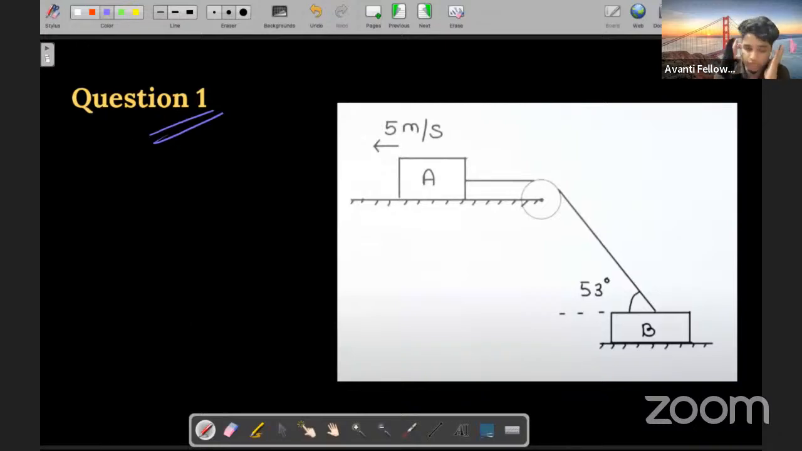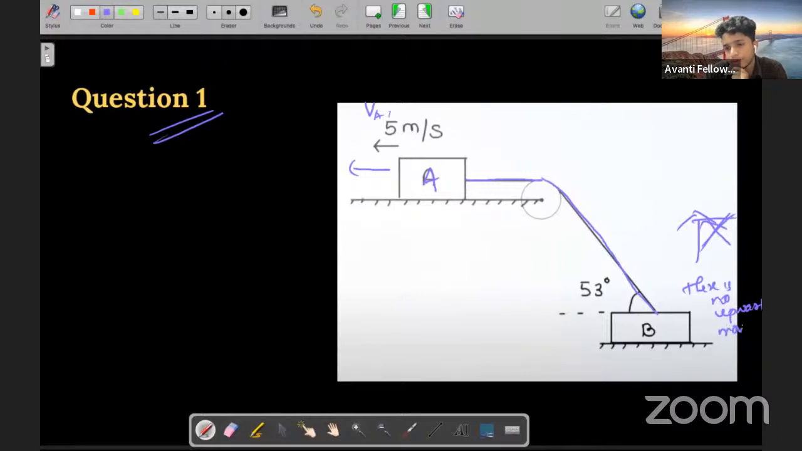Now look at the question clearly. If I am trying to move this, there are two blocks and they are attached with a string over here. Now, students, if block A is moving with a velocity of 5 meter per second, what will happen to block B? This won't be moving upwards. There is no upward movement.